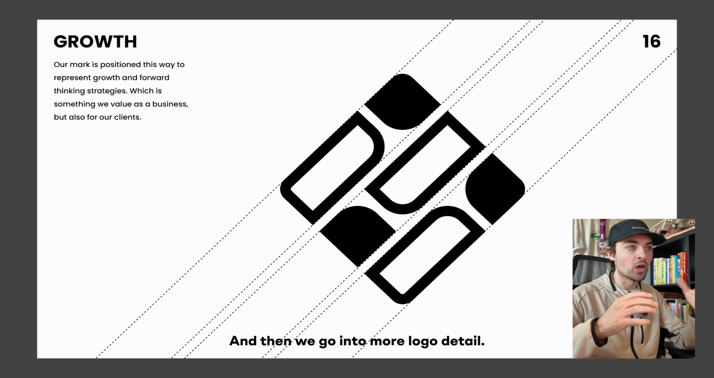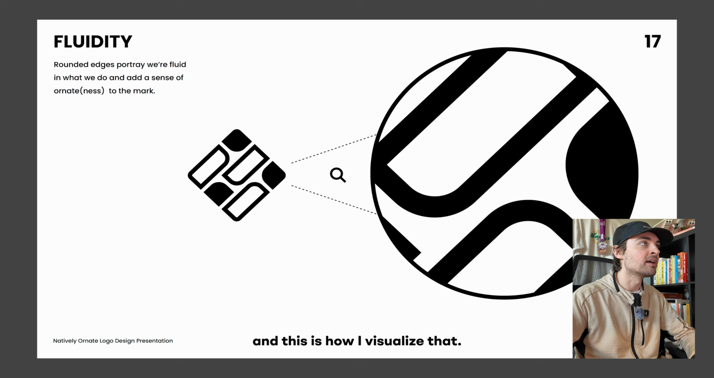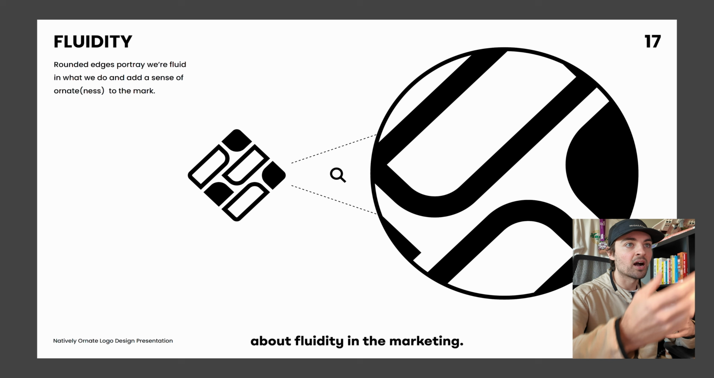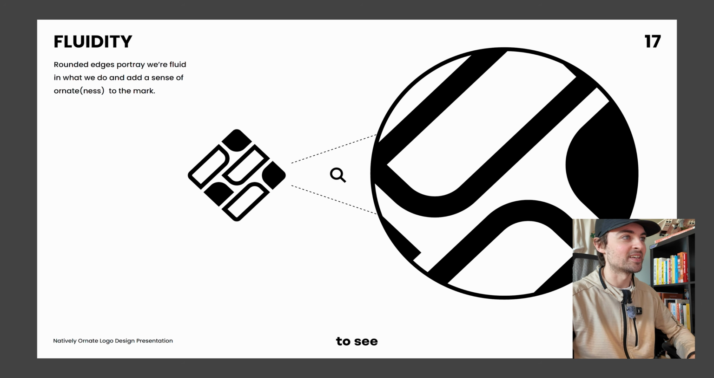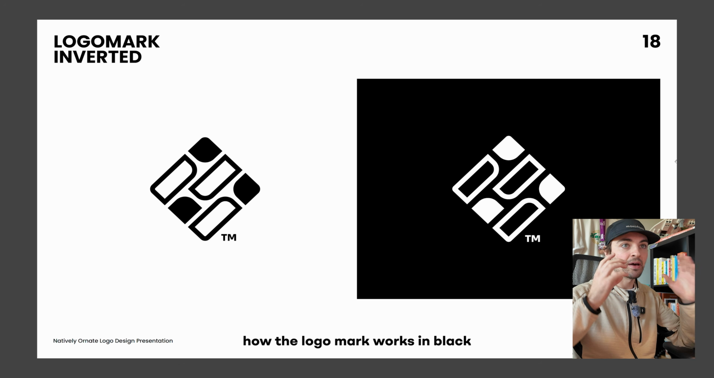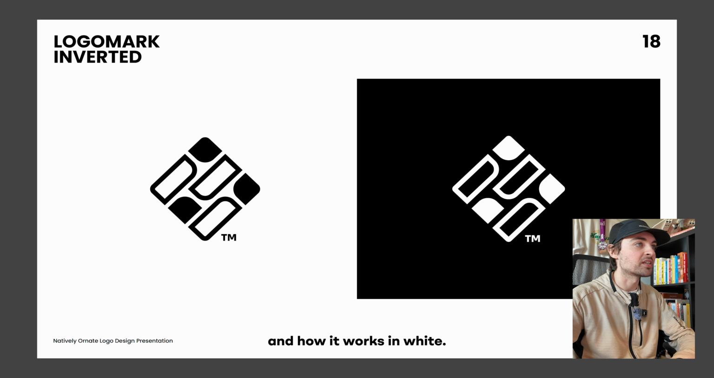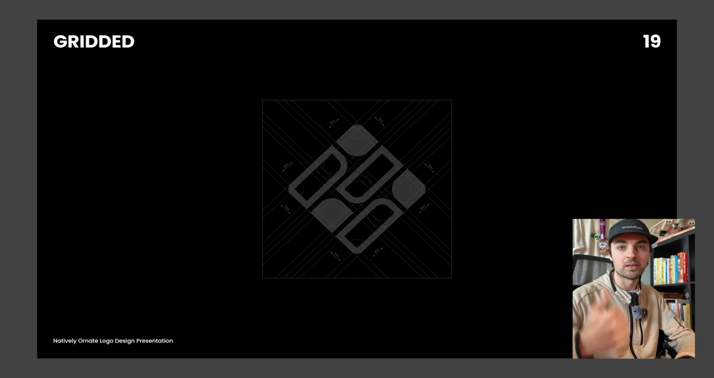And then we go into more logo details, so you can see how I've talked about growth, and this is how I've visualized that. And then I've talked about fluidity and the mark, and then we've done a big zoom up to see that, making it really clear for the client to see, really breaking down our design decisions here. And then we just show them how the logo mark works in black and how it works in white. And then we show a gridded version of the logo as well, just to show balance and symmetry.